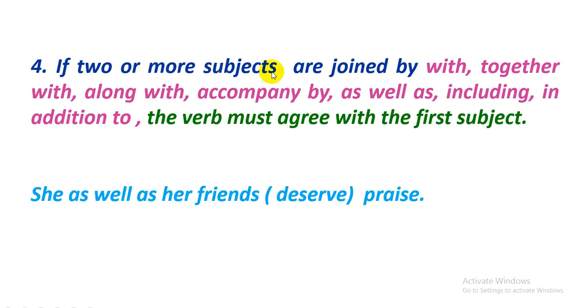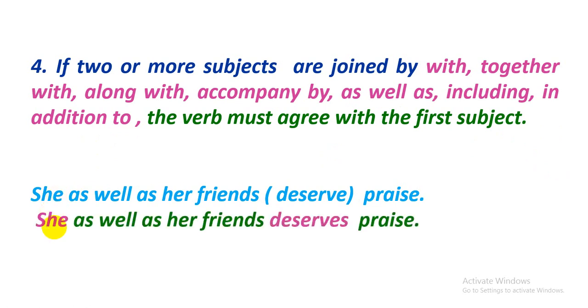If two or more subjects are joined by with, together with, along with, accompanied by, as well as, including, in addition to, the verb must agree with the first subject. She, as well as her friends, deserve praise. Here, she and her, these two subjects are joined by as well as. So, the verb must agree with the first subject, she. The answer is she, as well as her friends, deserves praise.